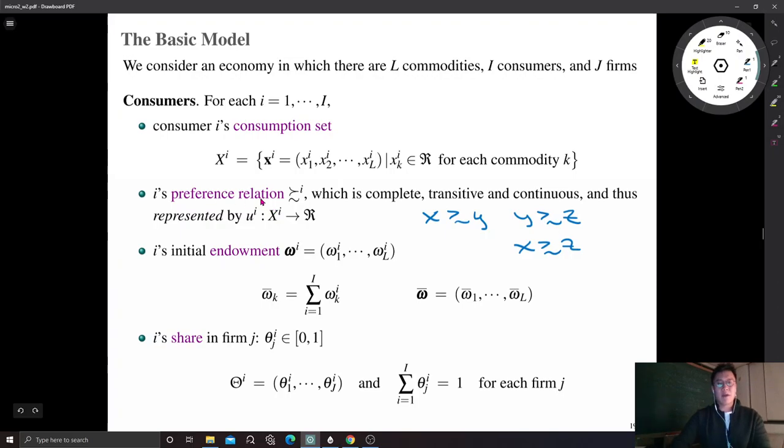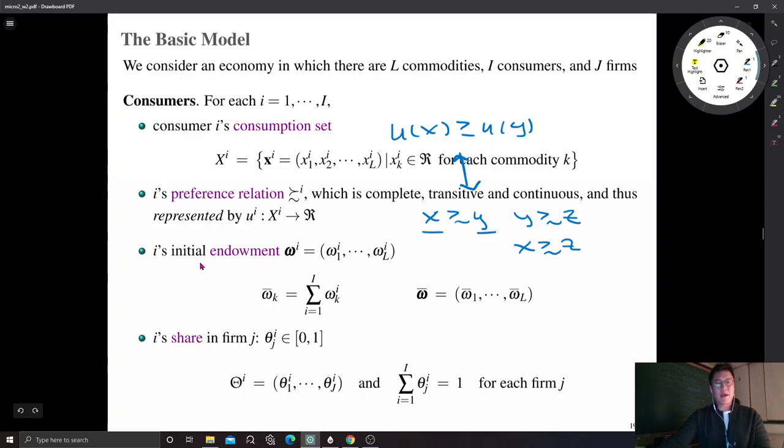Meaning that if the consumer prefers bundle x to bundle y, then this u function gives us a higher value, and the other way around. If u of x is higher than u of y, then the consumer prefers bundle x to bundle y. So in that sense, u of x represents consumer i's preference.